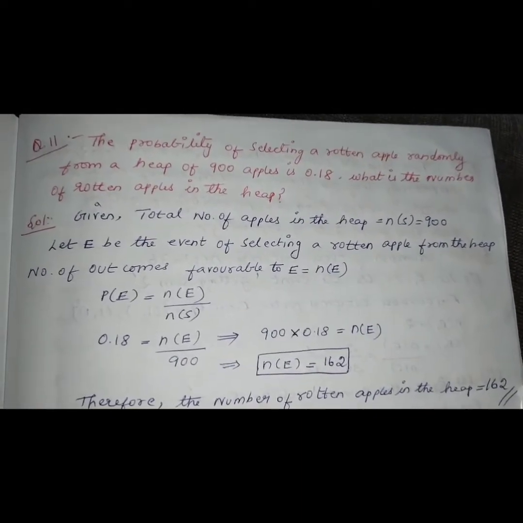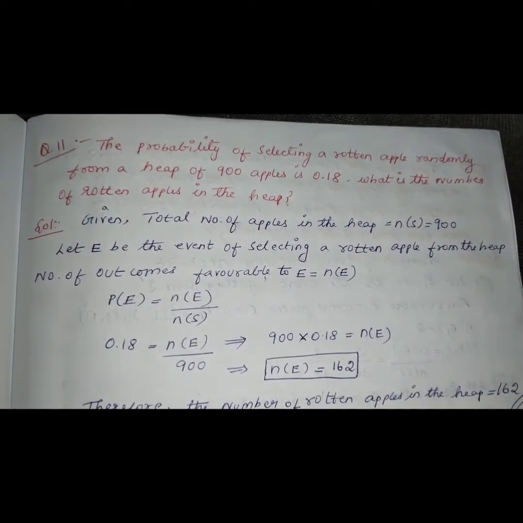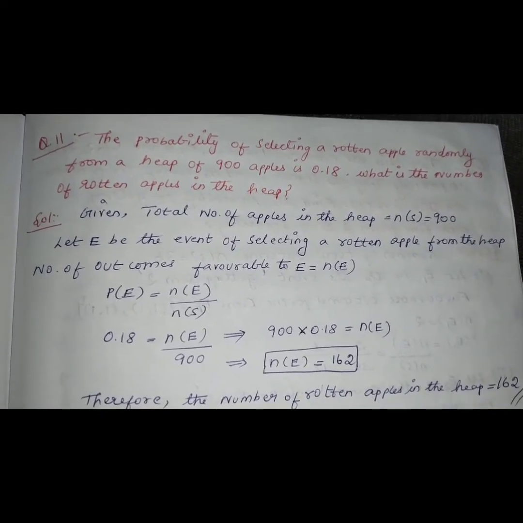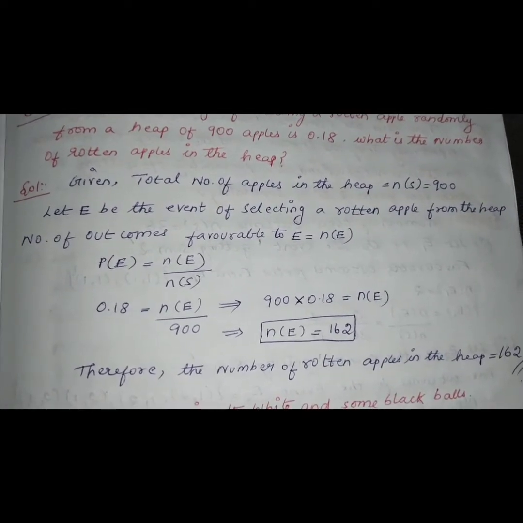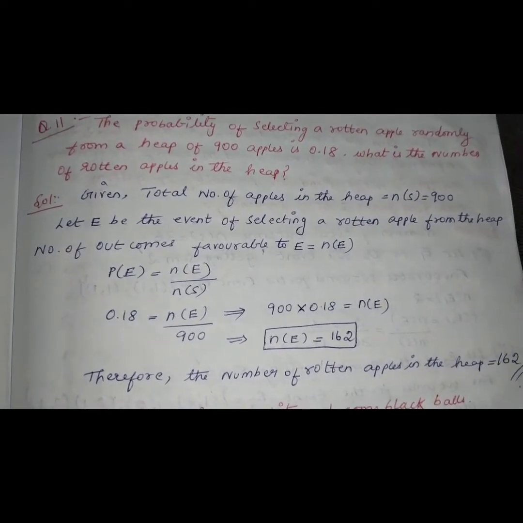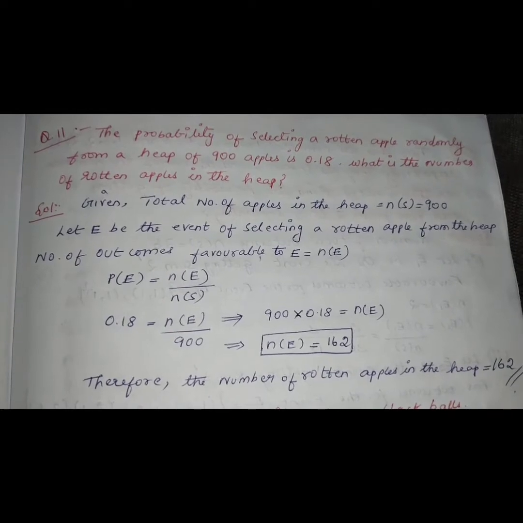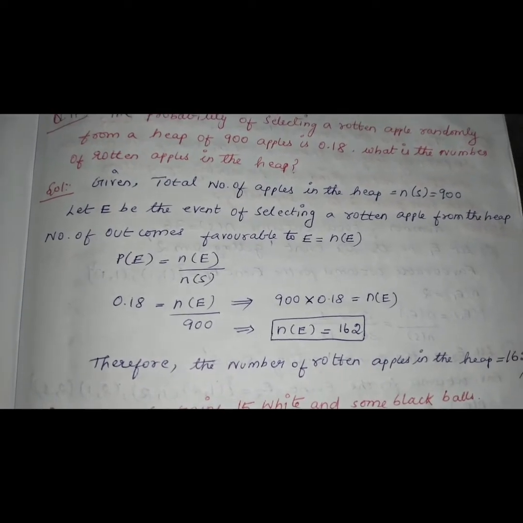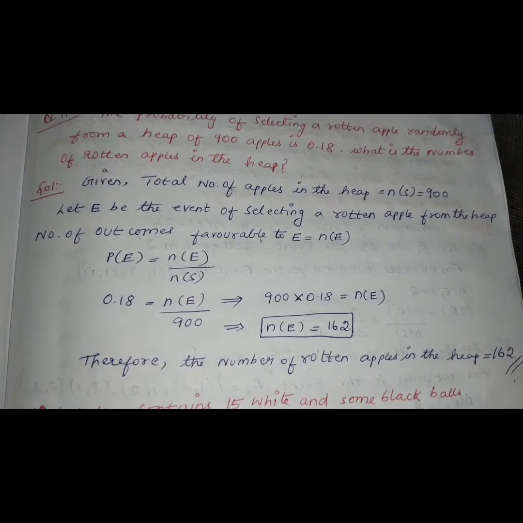Next, question number 11. The probability of selecting a rotten apple randomly from a heap of 900 apples is 0.18. What is the number of rotten apples in the heap? The solution: given the total number of apples in the heap, n of S, is 900. Let E be the event of selecting a rotten apple from the heap. Number of outcomes favorable to E equals n of E.